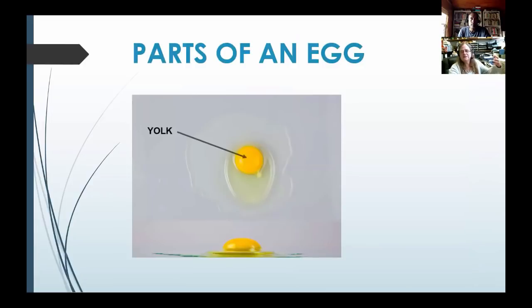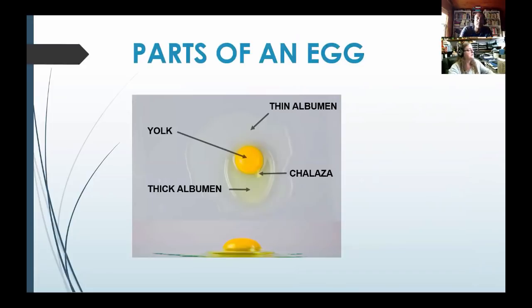Everybody's familiar with, of course, the shell, which has been taken off in this case here. The big yellow thing in the middle is the yolk, and then there's the thick albumen and the thin albumen, and then the chalaza, there's two of them, and it's basically albumen wound very tightly, and it holds the yolk in the middle of the albumen. This is important to the chicken for embryo development, because you don't want the embryo touching the inside of the shell, getting stuck. You'll get abnormal chick development or death.